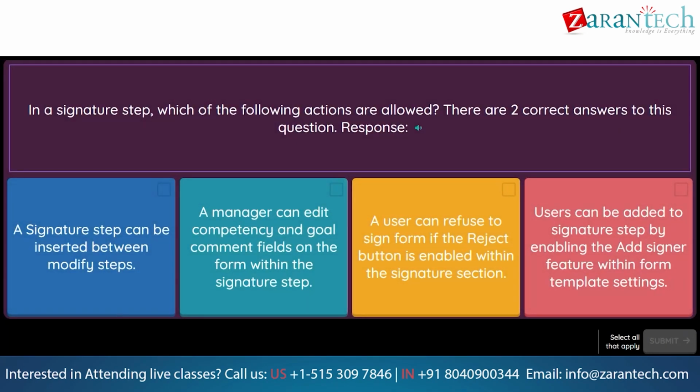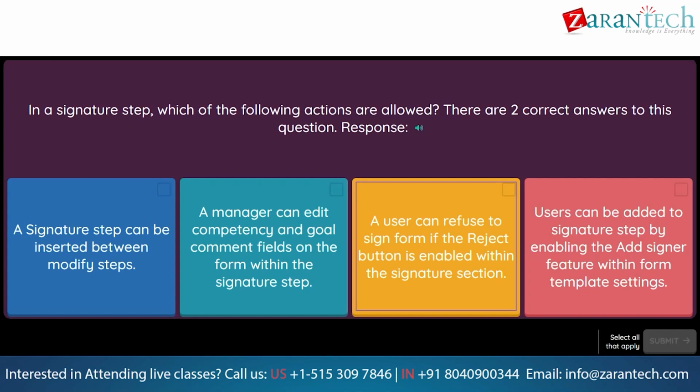Question: in a signature step, which of the following actions are allowed? There are 2 correct answers to this question. Response: Option 1, a signature step can be inserted between modify steps. Option 2, a manager can edit competency and goal comment fields on the form within the signature step. Option 3, a user can refuse to sign form if the reject button is enabled within the signature section. Option 4, users can be added to signature step by enabling the Add Signer feature within form template settings.